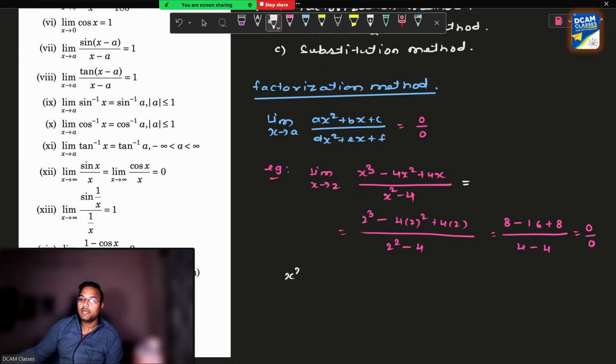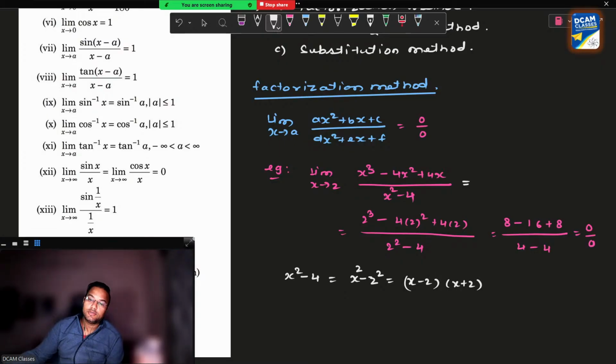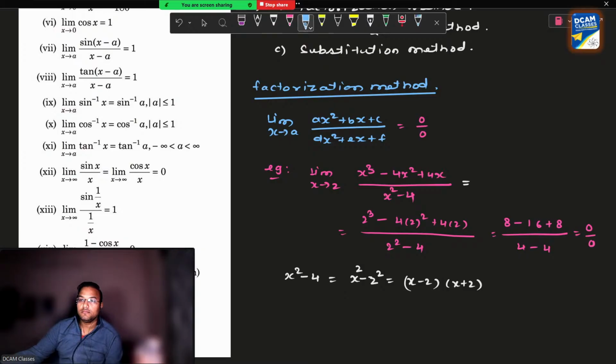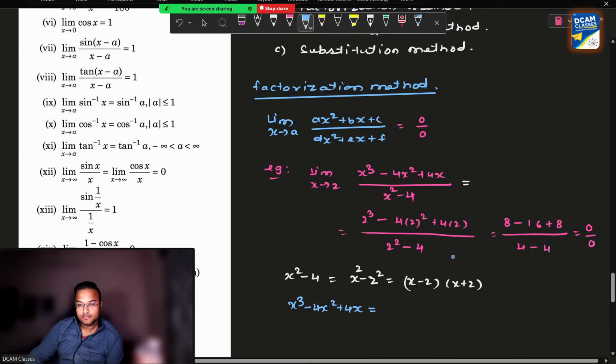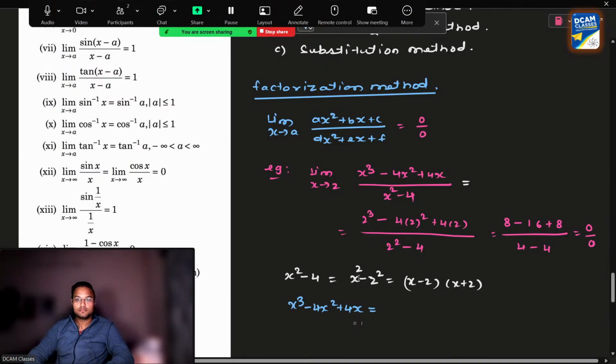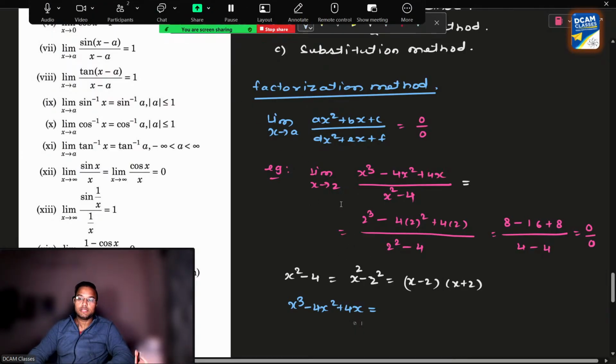Denominator, you can write x square minus 4 as x square minus 2 square, which can be written as x minus 2 into x plus 2. How will I write the numerator part, x cube minus 4x square plus 4x, in factorized form? Take some time and give me.